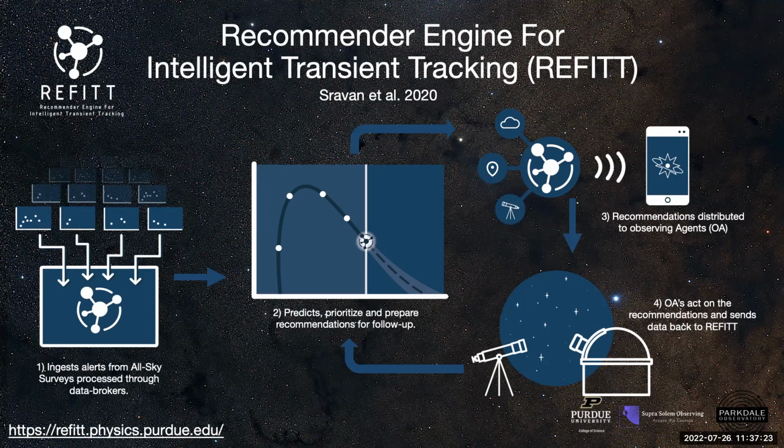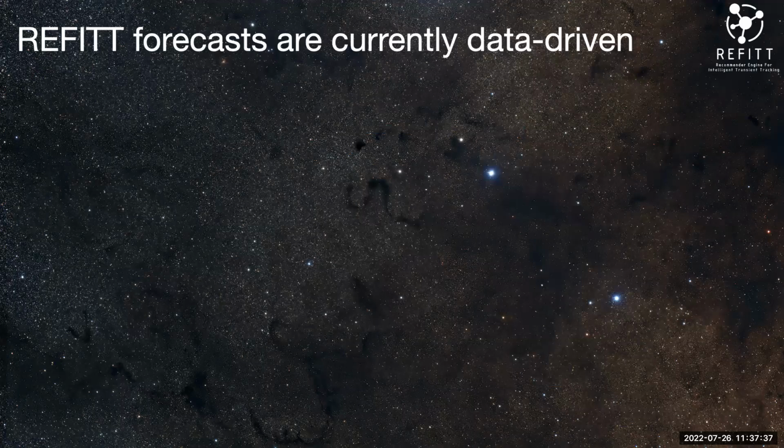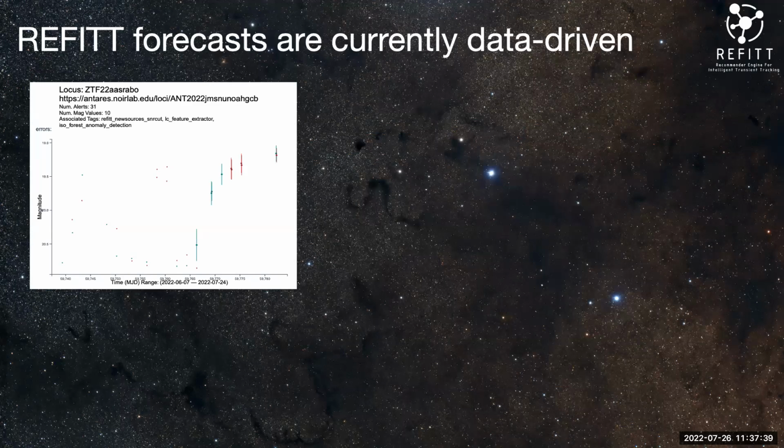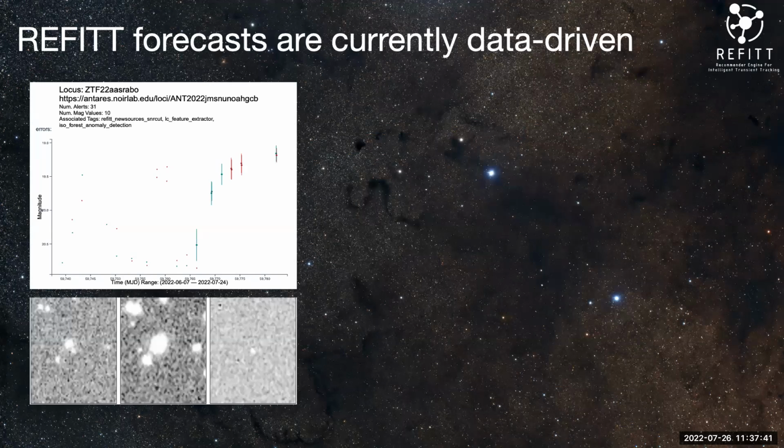Once observers trigger their follow-up or get their recommendations and act upon them, the data is recycled back to the Refit ecosystem, which predicts, prioritizes, and makes better predictions with the data it already has. So I'll be talking about the forecasting system mostly in this talk.